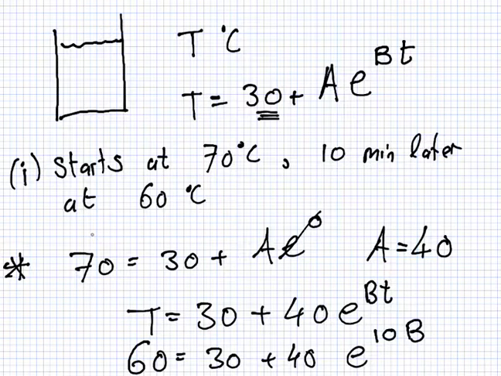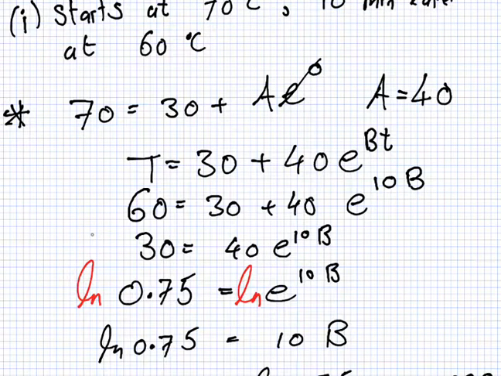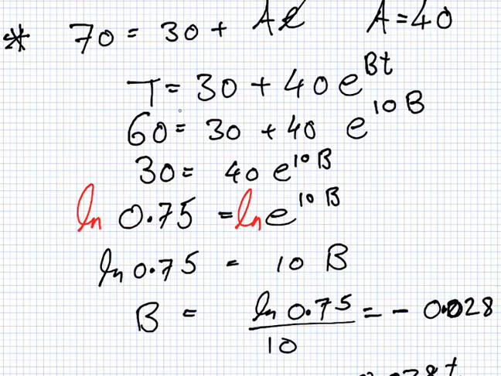So what do you think the B represents? Well, the B is how quickly it cools down. So if you look here, this B here, the bigger it is, the quicker it cools down. And the minus means it's cooling down. Whereas if it was positive, it would mean it's warming up. Okay?